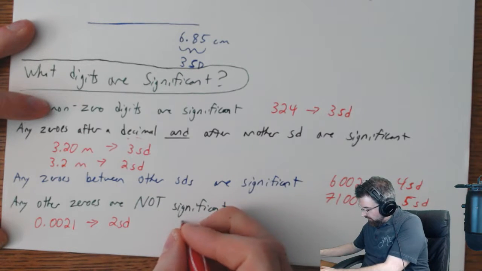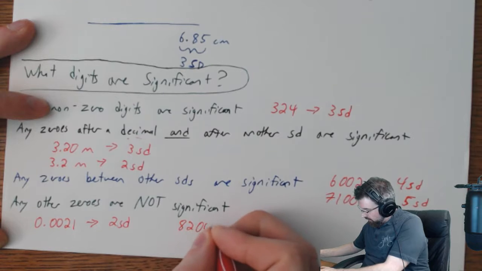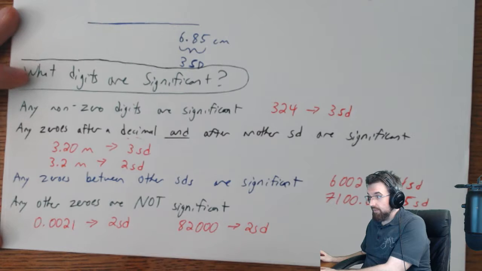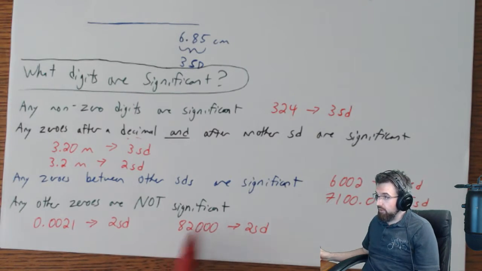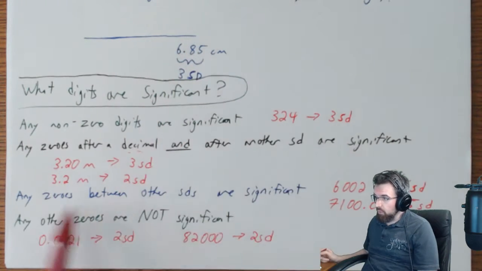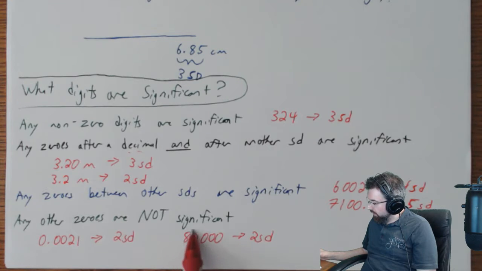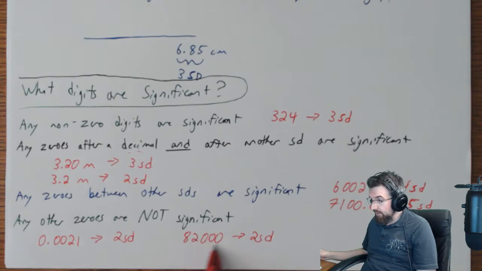Say we had 82,000. That's 2 significant digits, not 5. Right? And again, this one is 2, because we can go back up to our rule here. Right? Say we were measuring the number of grains of sand in a jar or something like that. What this is telling us is that we know it's 80,000. We're estimating there's another 2,000 because we know this one, we're estimating this one, and then the rest of these.